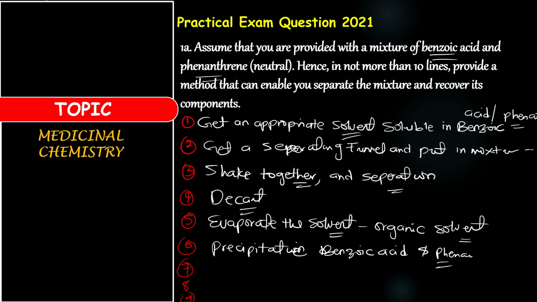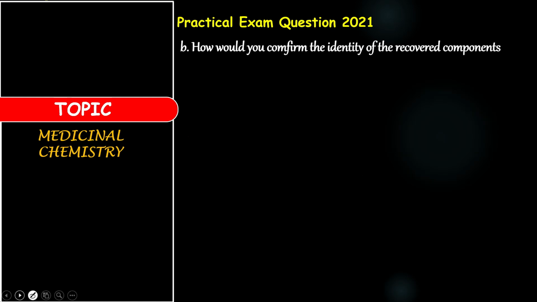You can use solvent extraction. That is just the method I've explained here. Is that okay? That is that. Now the next one, how will you confirm the identity of the recovered component?